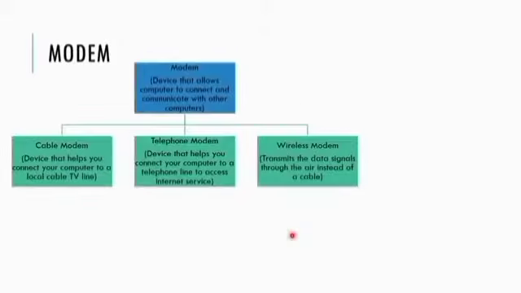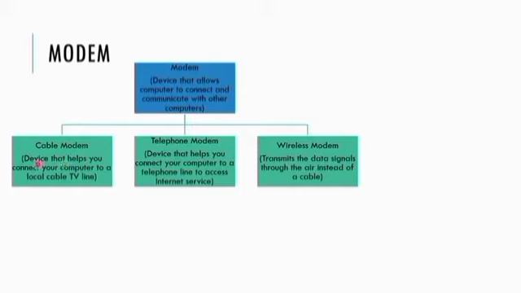First is modem. What is a modem? A modem is a device that allows a computer to connect and communicate with other computers. Modem stands for modulator, demodulator. There are further three types of modem: cable modem, telephone modem, wireless modem.